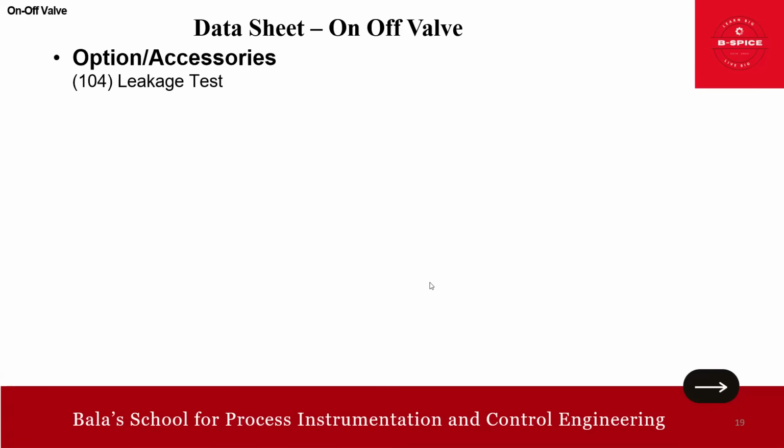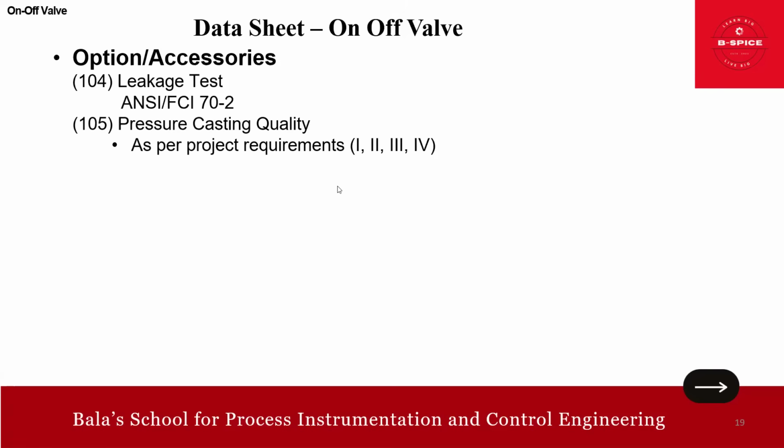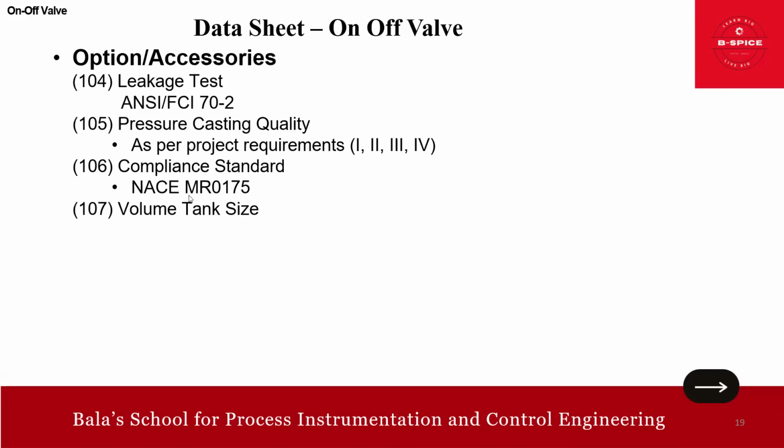Okay, that's it. Then options: whether you want to go for a leakage test, meaning this has to comply with ANSI FCI 70-2 section 2. Then pressure casting quality. Basically, this is again a project requirement: 1, 2, 3 or 4 on this casting quality. And compliance standard: if NACE is required, then you have to go for MR0175, National Association of Corrosion Engineers. Then volume tank size, this one again project specification. You can check with the vendor. Yeah, so that's it, friends.